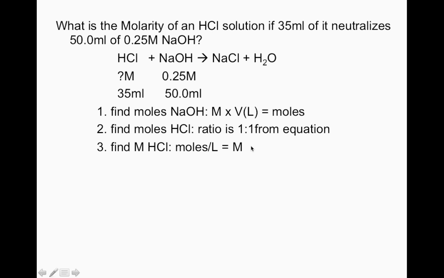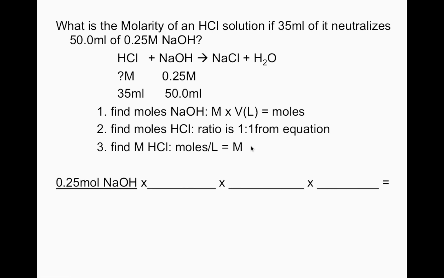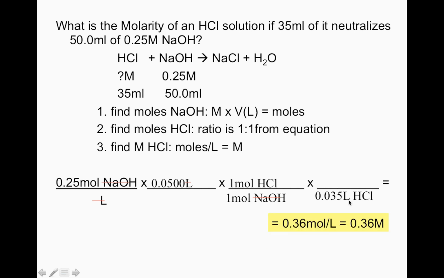I'm going to do it all in a row, so let's see what we get. So I'm starting out with my 0.25 molar sodium hydroxide. That's it here. I want it as moles per liter. Now I'm going to convert my milliliters to liters. That'd be 0.0500 liters. So now you see my liters would cancel out. And then I'm going to put in the mole ratio from the equation. So moles of NaOH cancel out. So right now my answer would be moles of HCl. So 0.25 times 0.05 would give me moles of HCl. And then the last thing is I'm going to divide by the number of liters. And I wind up getting 0.36 moles per liter for my answer.